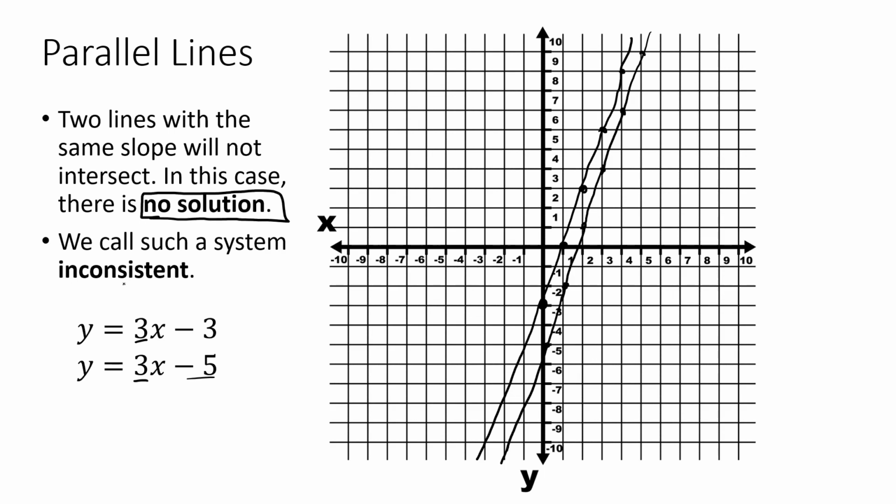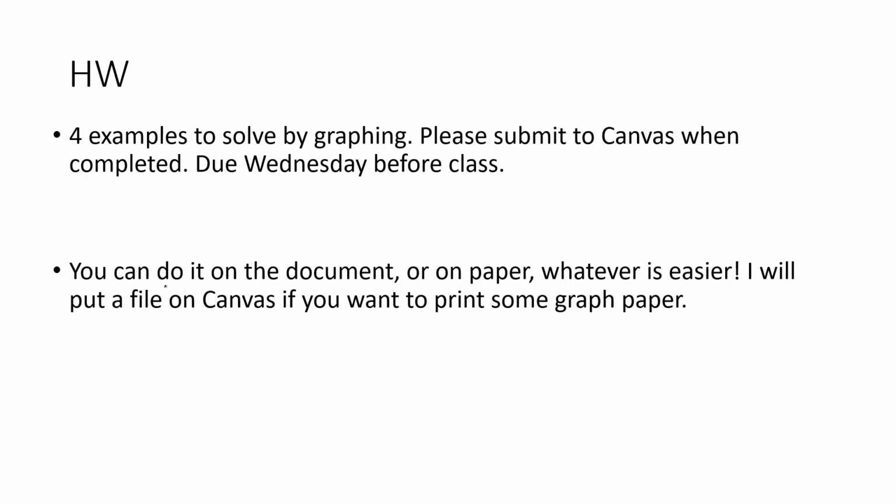And sometimes we call this an inconsistent system. You may see that vocabulary used sometimes. But I'm happy if you just know when the lines don't cross, when they're parallel, that means there's no solution. That could happen on a quiz or a homework assignment, so just be on the lookout for that. And that is the lesson for today.